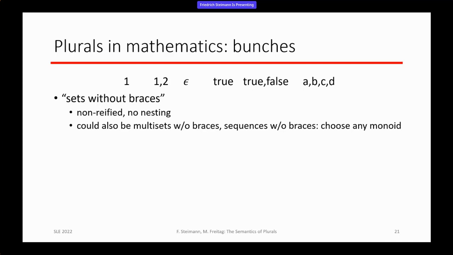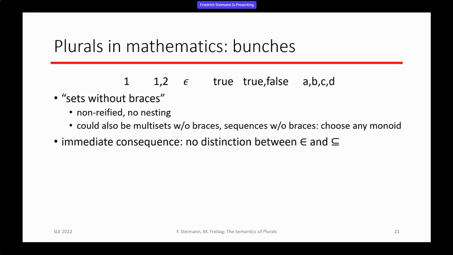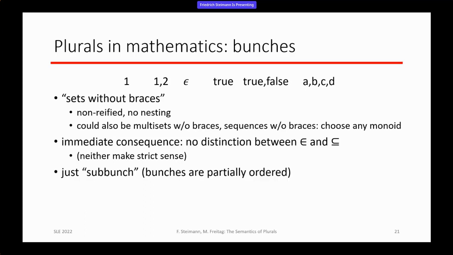Okay. So in the top row, the first line, you see bunches, and think of bunches as sets without braces. It's just as well that I wrote my sentences down. Okay, so as an immediate consequence, if you relate to bunches, there's no distinction between element and subset. These two terms do not really make sense because there's no nesting.